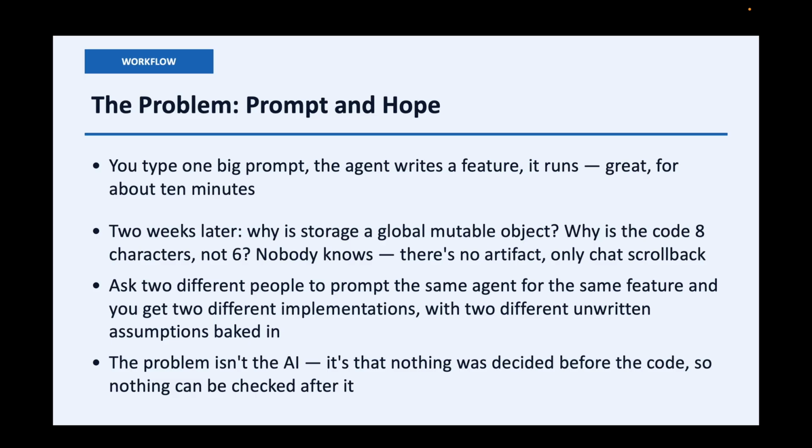In this problem, we already see that if we ask 2 different people to prompt the same agent for the same feature, we're going to have 2 completely different implementations because they're both written with unwritten assumptions that are baked into it. Here we can see the problem is not the AI or the model or the prompts. It's just that nothing was decided before we had the code. So nothing can be checked after it.